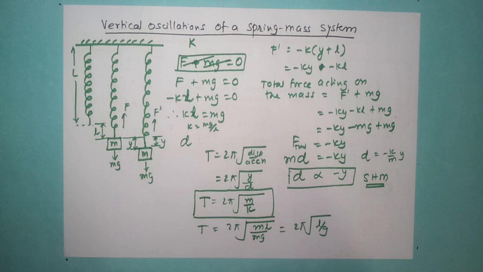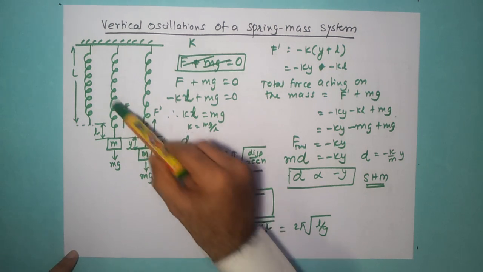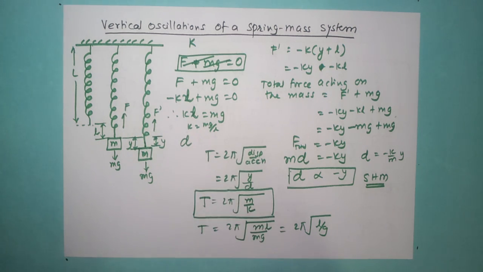And the point that we need to discuss further, and that you need to think about, is what would happen if a mass m is attached to two springs. Let us say we have two springs attached in parallel and there's one mass. What kind of equation will we get for the time period, or whether it will be a simple harmonic motion or not? That would be the topic of discussion in the next video on vertical oscillations.